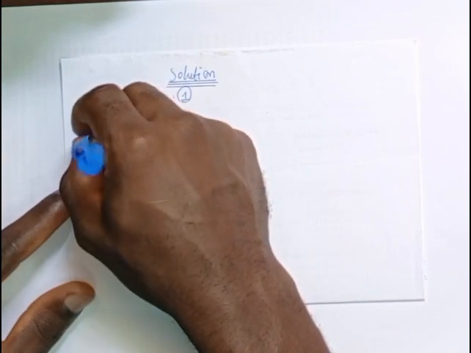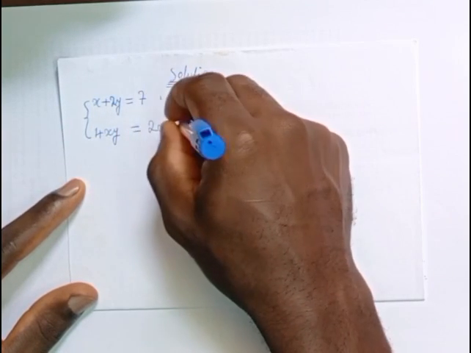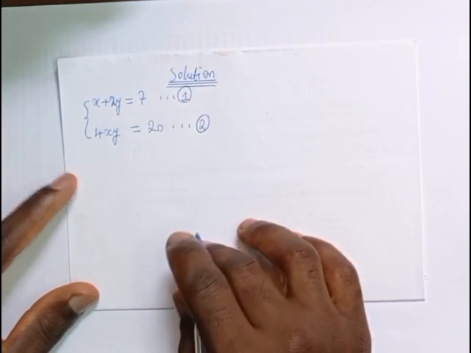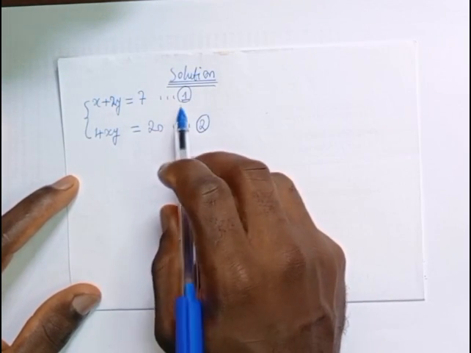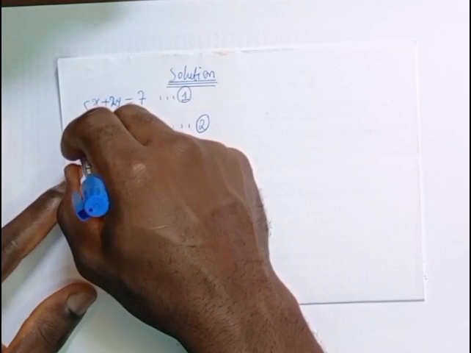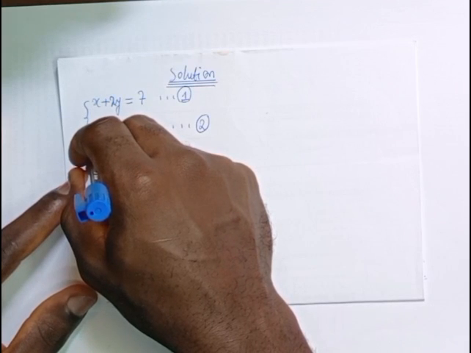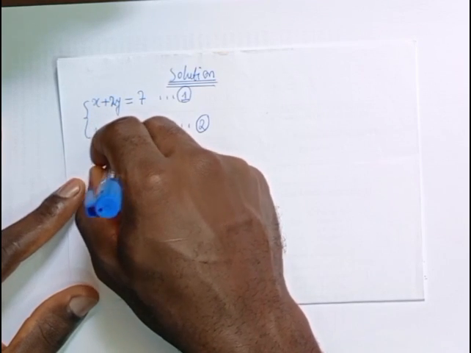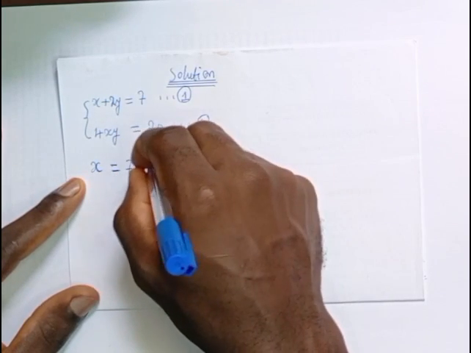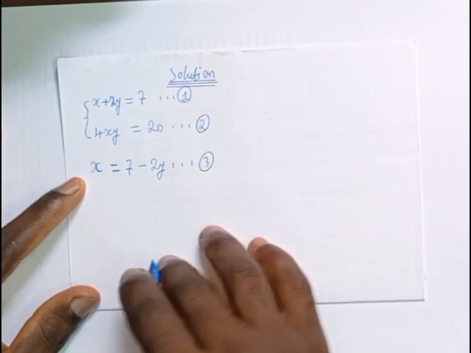Next, we have 4xy is equal to 20. We call this one equation 2. In equation 1, we are going to make x the subject of formula. That means if we make x the subject of formula, this will give us x to be equal to 7 minus 2y. We call this one equation 3.